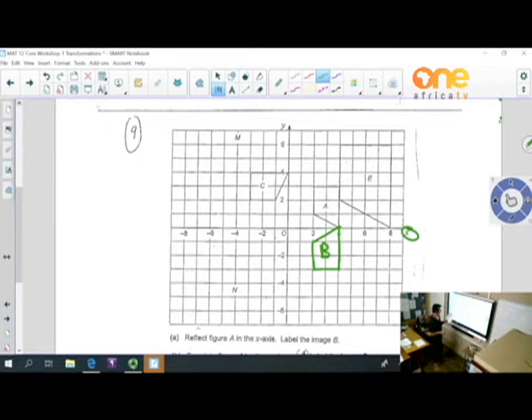Then they say translate figure A by the vector 4, -4 and label it D. Now this is the vector 4, -4. So from a specific point, let's take this one now. I go 1, 2, 3, 4 across, 1, 2, 3, 4 down because it's negative. Once you've got the first point, it's again very, very easy. You can plot all the points.